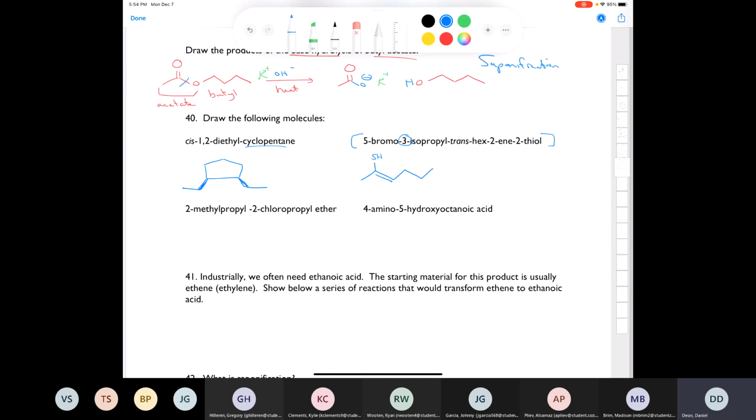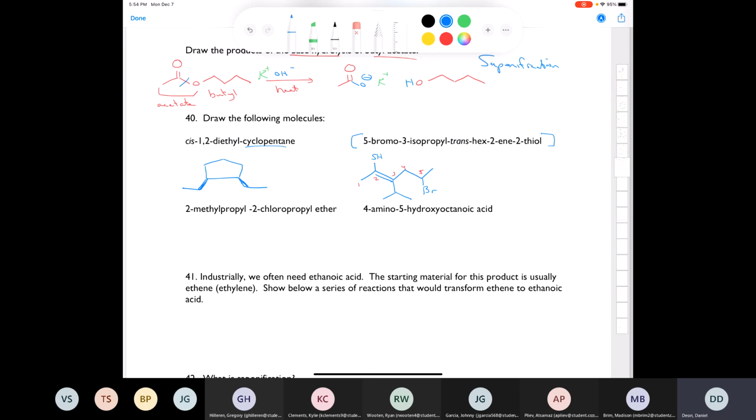On the third carbon, we've got an isopropyl. That's going to look like this. Oh, shoot, where are we? So look, 1, 2, 3, 4, 5. And on the fifth carbon, we've got what, a bromo? Okay, I'm not a major fan of this question, but I'll blame it on my buddy that helped me come up with this review.